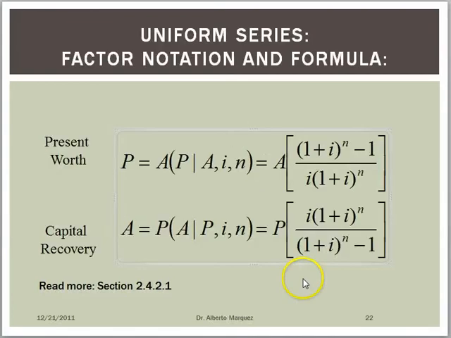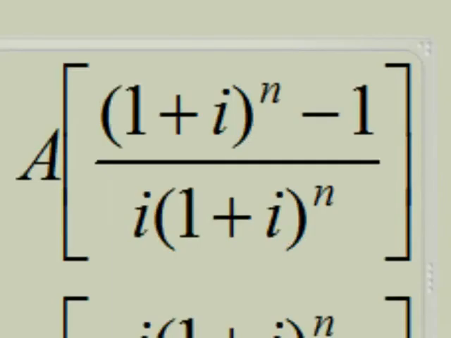And the formulas that we can use are depicted in this screen. In order for us to find a present value when we have several annuities, we can use the factor P given A, and we multiply that factor times A. The formula for that factor is (1 plus i)^n minus 1, divided by i times (1 plus i)^n.